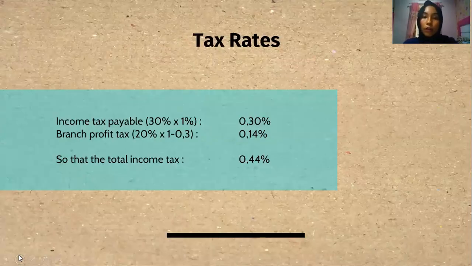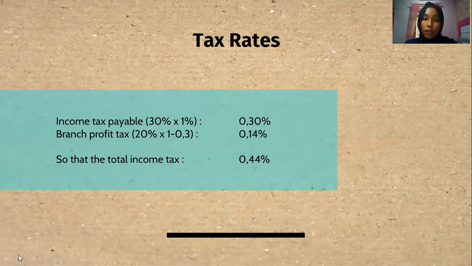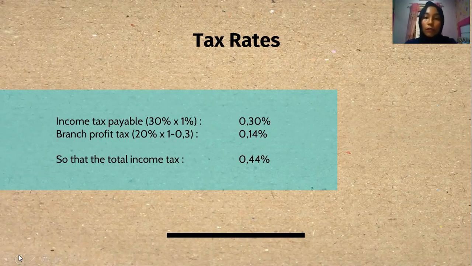Regarding the application of the 0.44% tariff, the Director General of Taxes provides confirmation through his letter number SE-2/PJ.03/2008, dated July 31, 2008, concerning confirmation of the application of special calculation norms for net income for overseas taxpayers who have a trade representative office in Indonesia.